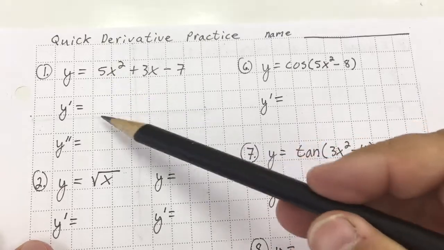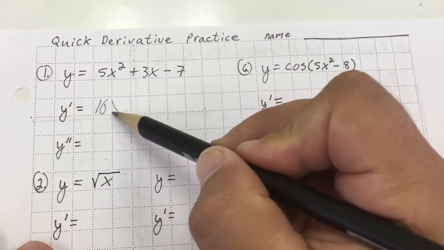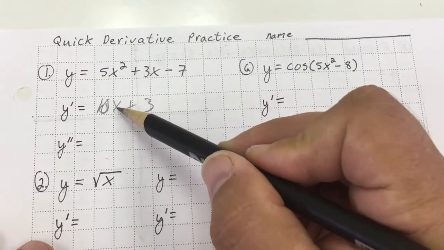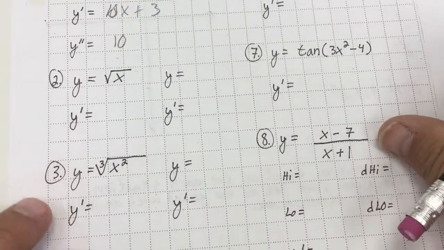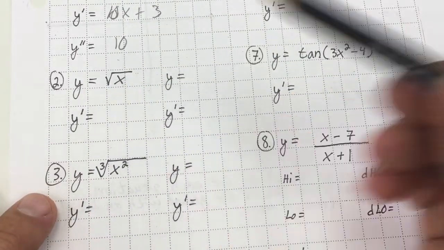Quick derivatives. I want to find the first derivative and the second derivative. So the first derivative is going to be 10x plus 3. The second derivative is going to be just 10. Number 2, I can do this rapidly. I know off the top of my head how to do this.